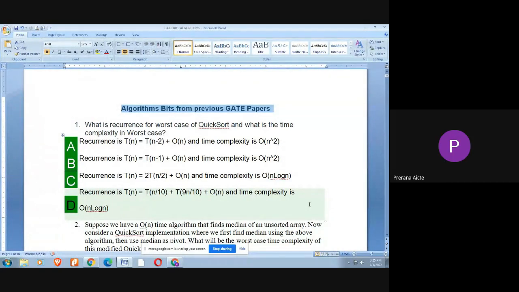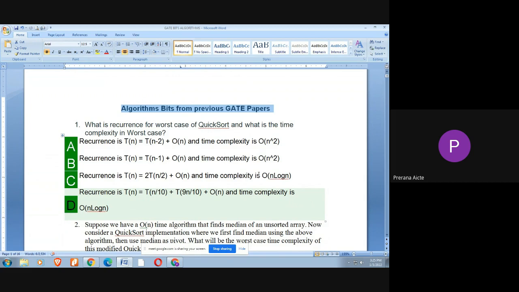So here we have the options. Option A: recurrence relation T of n is T of n minus 2 plus order of n, and the time complexity is order of n square. And option B: recurrence is T of n equal to T of n minus 1 plus order of n, with the time complexity of order of n square.